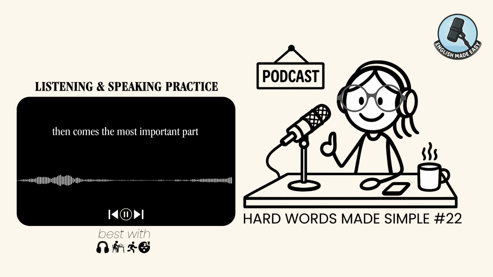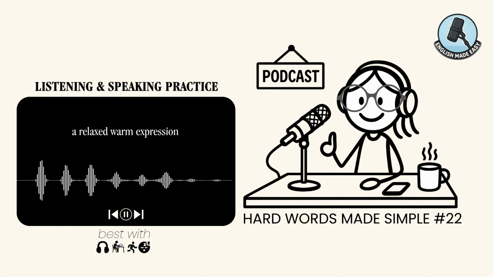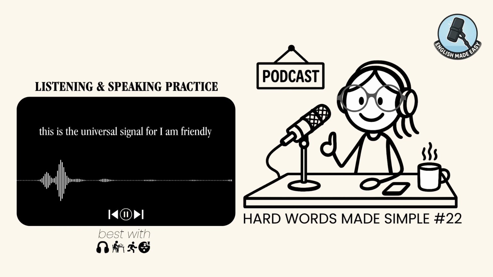Then comes the most important part, your face. Two things are key here: eye contact and your smile. Eye contact doesn't mean staring intensely at people. That's creepy. It means that as you scan the room, you allow your eyes to briefly meet the eyes of others. Just for a second, a quick glance that says, I see you. And when you make that brief eye contact, you can add a small, gentle smile, not a huge fake grin, just a slight upward turn of your mouth. A relaxed, warm expression. This is the universal signal for I am friendly.